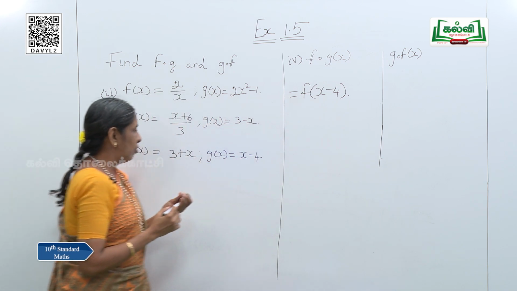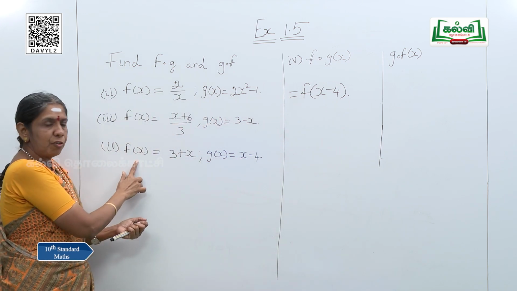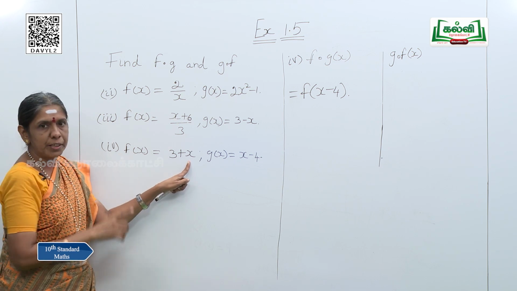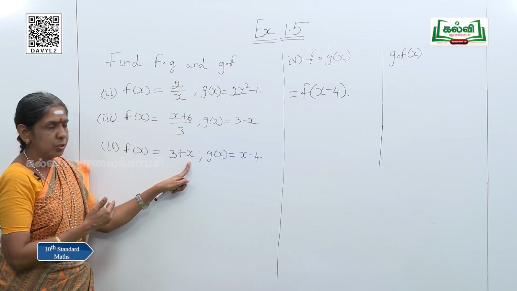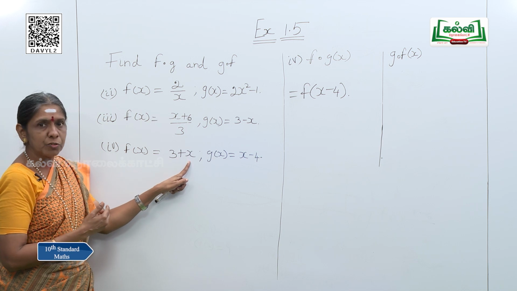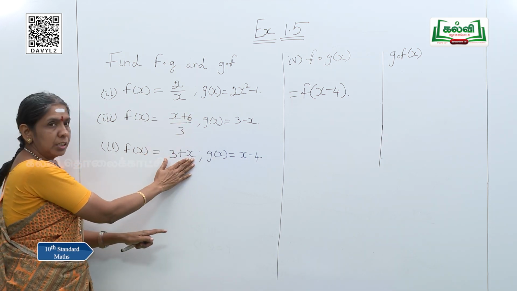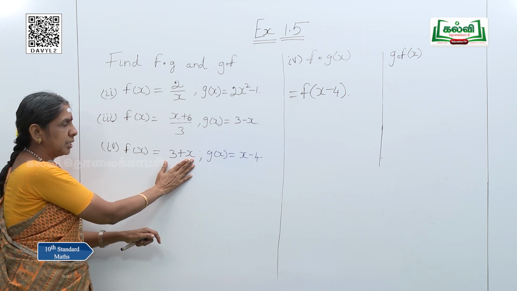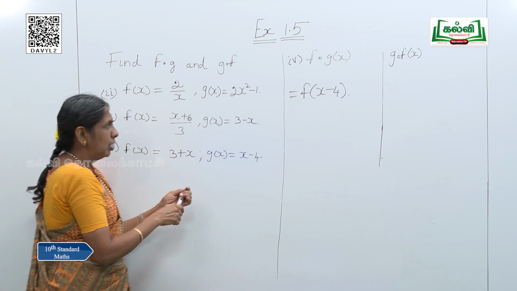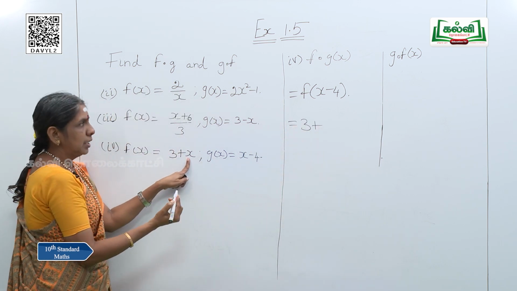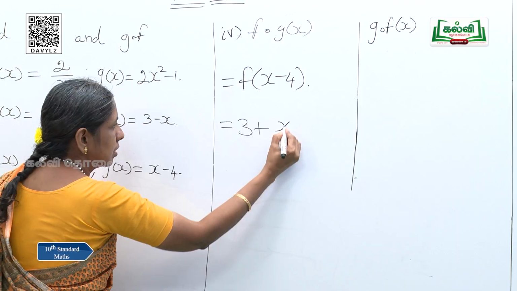Now, we will go to f of x. What is f of x? F of x is equal to 3 plus x. In the place of x, what should you keep now? By now, you must be thorough. What should you replace in the place of x? Can you find out? Yes, it is x minus 4. In the place of x, you have to replace it as x minus 4. So, this will be equal to 3 plus x minus 4.